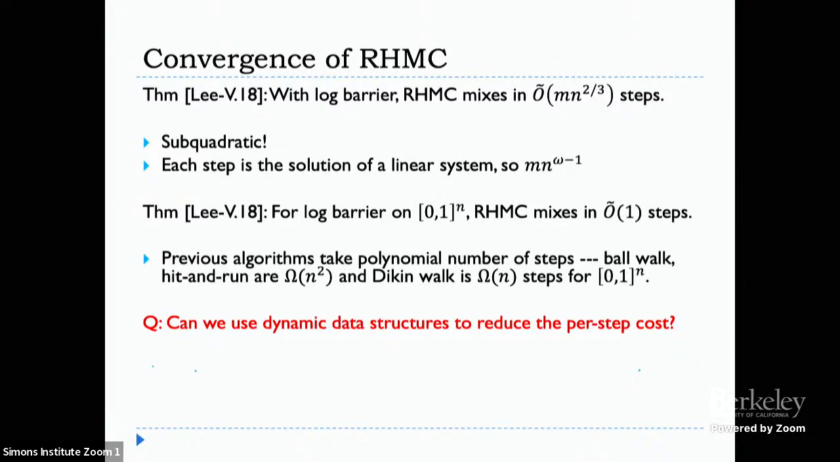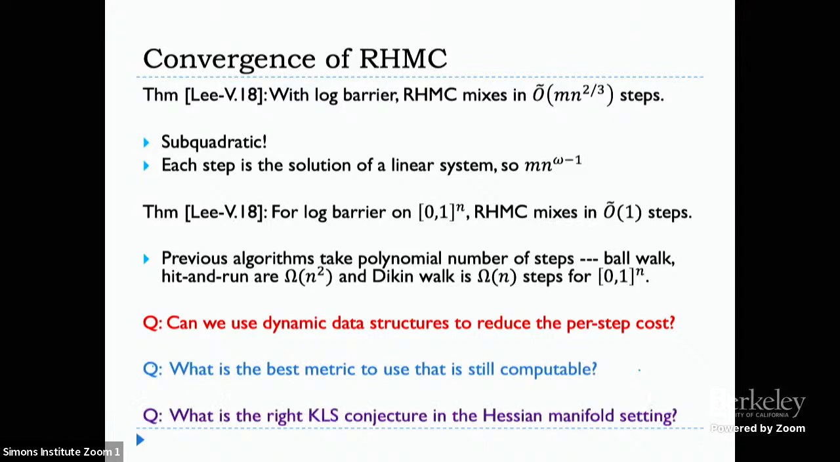So here are some questions related to this. Can we use dynamic data structures to reduce the per step cost? Totally open for sampling. It was great. It's been a very successful optimization. Not at all clear whether it's helpful for sampling. What's the best metric to use? And what's the right KLS conjecture in this manifold setting?